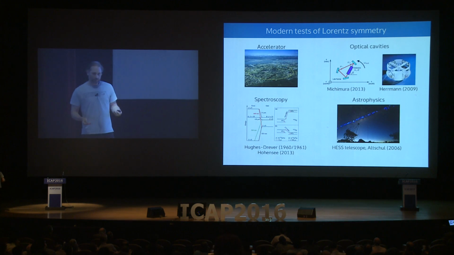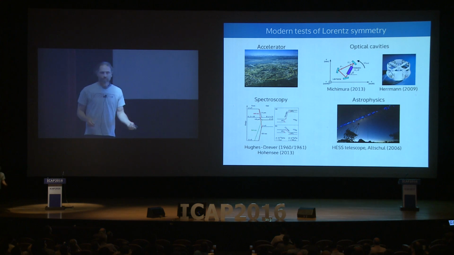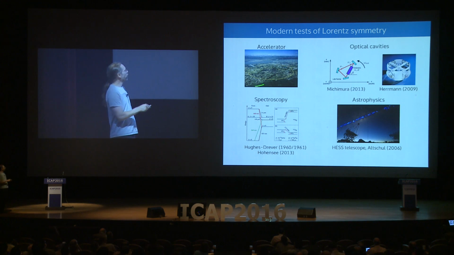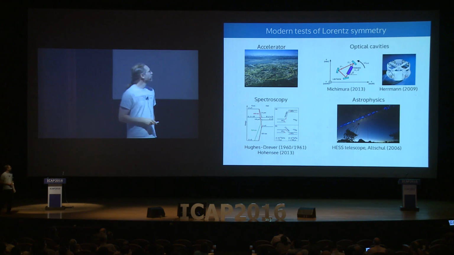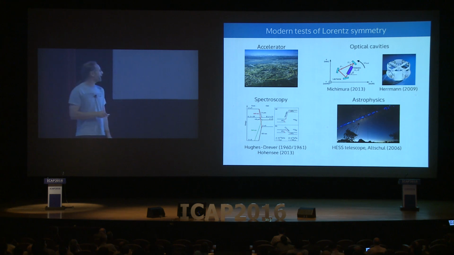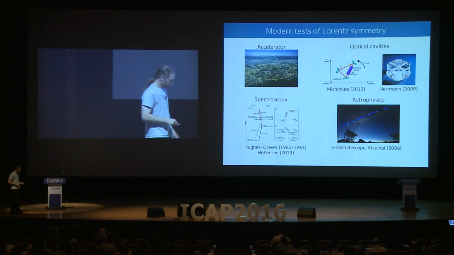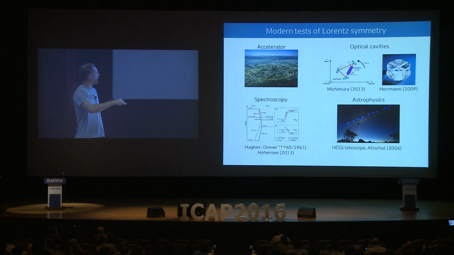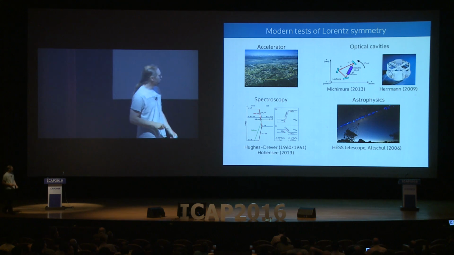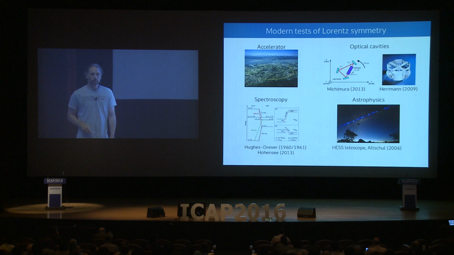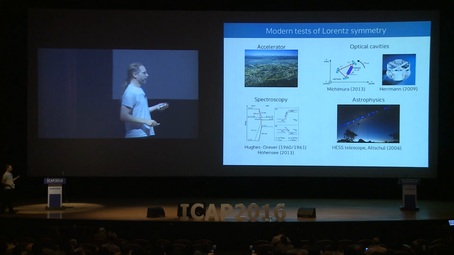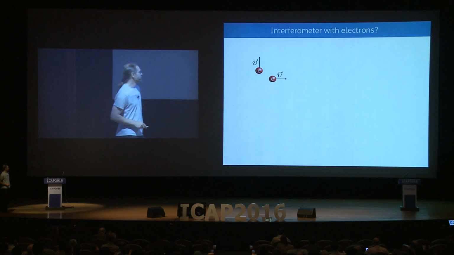There have already been tests of Lorentz symmetry in various contexts. One interesting thing is that accelerators work only because Lorentz symmetry holds at the 10 to the minus 10 level. Otherwise, we would have to tune our accelerators differently. Optical cavities I already mentioned. There are also spectroscopy tests, and one of them was carried out by Dima Budker and his collaborators in Berkeley. I will mention this test a little bit later. And there are also astrophysical observations showing that electrons don't move faster than the speed of light.